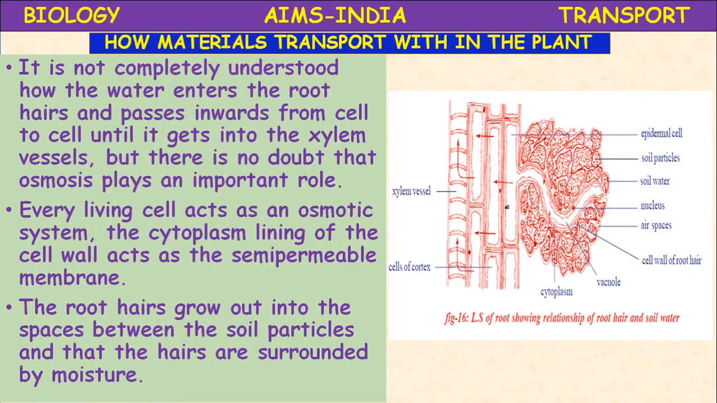It is not completely understood how the water enters the root hairs and passes inwards from cell to cell until it gets into the xylem vessels. But there is no doubt that osmosis plays an important role. Every living cell acts as an osmotic system. The cytoplasm lining the cell wall acts as the semi-permeable membrane. The root hairs grow out into the spaces between the soil particles, so that the hairs are surrounded by moisture, like this.